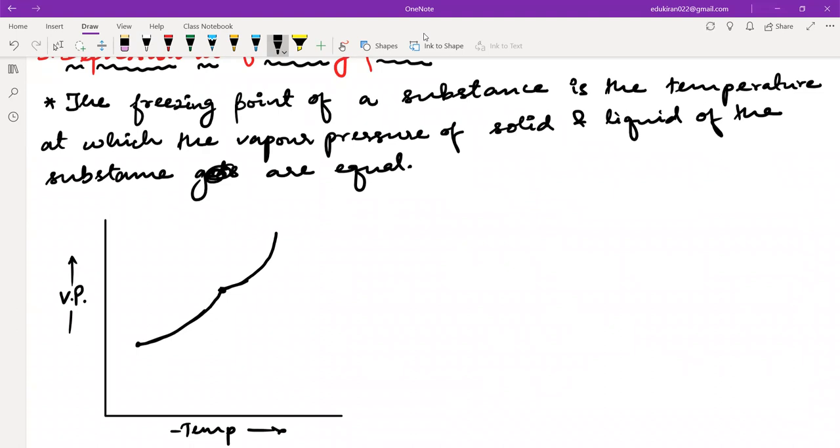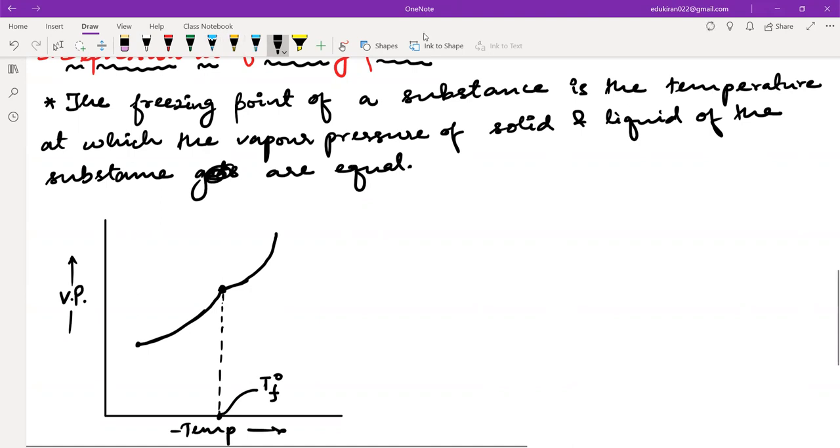Right, as you can see here, even with a very small increase in temperature, the vapor pressure has increased very much. Why? Because liquid will have higher vapor pressure than solid, obviously. But initially here, the vapor pressure of both solid and liquid is equal. So this is the point. If I drop a perpendicular on the temperature axis, this point here will represent the freezing point of pure solvent.